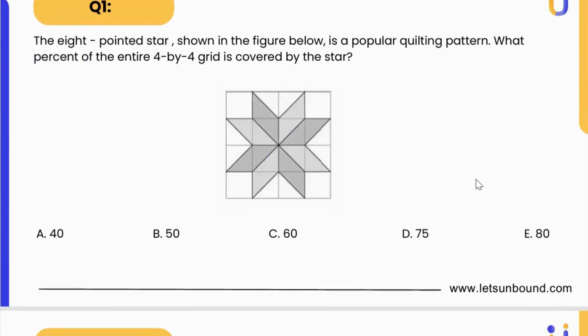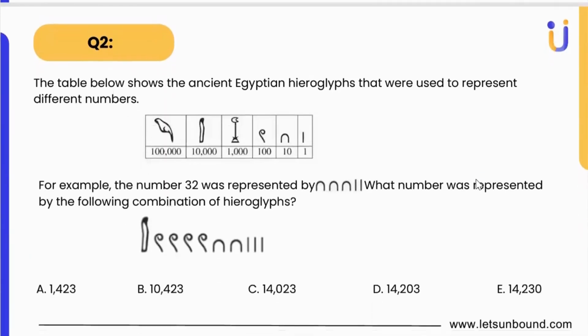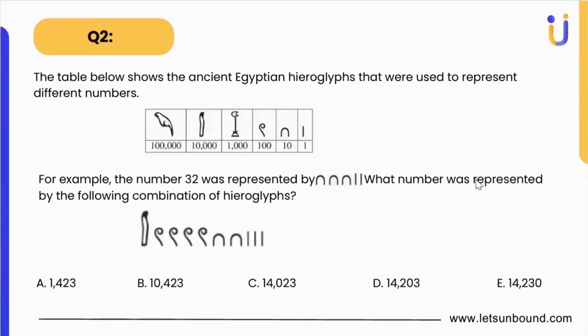Similarly, let's just move to the second question. So the first question was pretty easy, and as you already know, for AMC, the initial few questions are easier. We just have to read through them carefully. Let's read through the second question now.